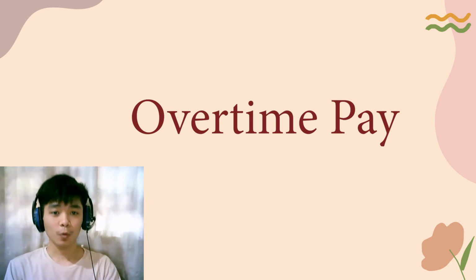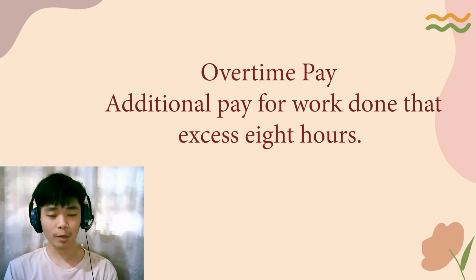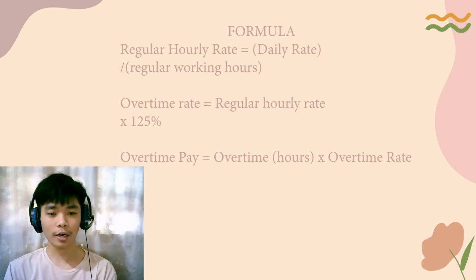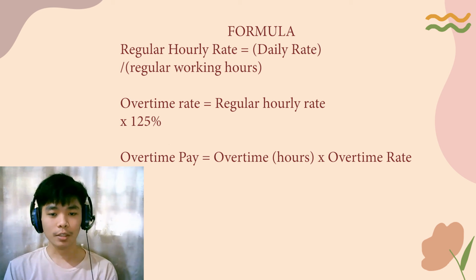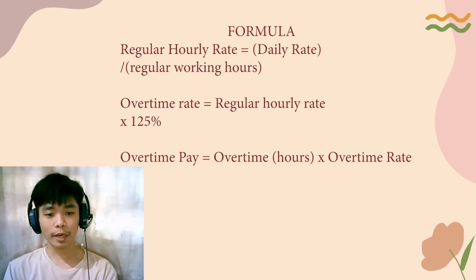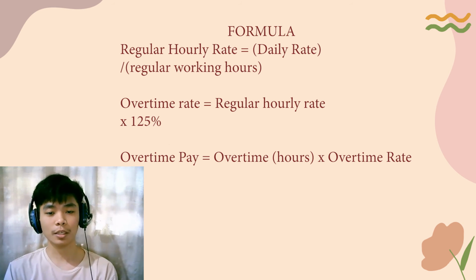Overtime pay. What is overtime pay? Overtime pay is additional pay for work done that exceeds 8 hours. In solving the overtime pay, you need to remember these 3 formulas: regular hourly rate equals daily rate divided by regular working hours. Overtime rate equals regular hourly rate times 125%. And lastly, overtime pay equals overtime hours times overtime rate.